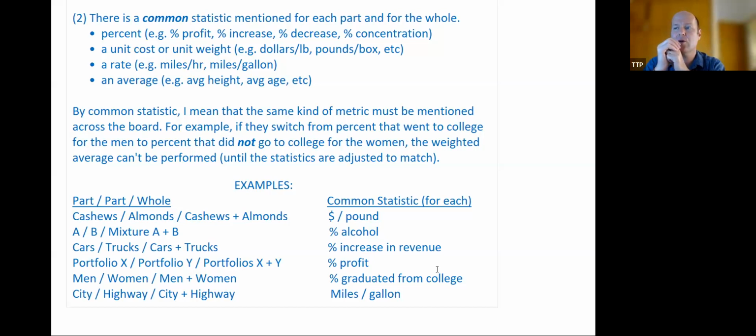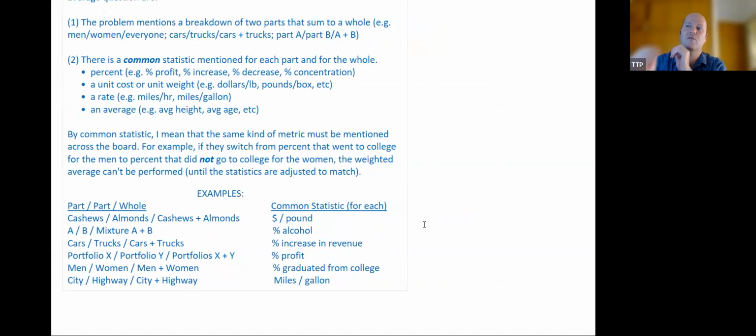Okay, and you guys can read the rest of the examples. I won't read through all of them. You might want to take a screenshot of that, though, because that's in general. In fact, let me do that for you so that you can see it all on one screen. This is how you're going to recognize that you're dealing with a weighted average problem.